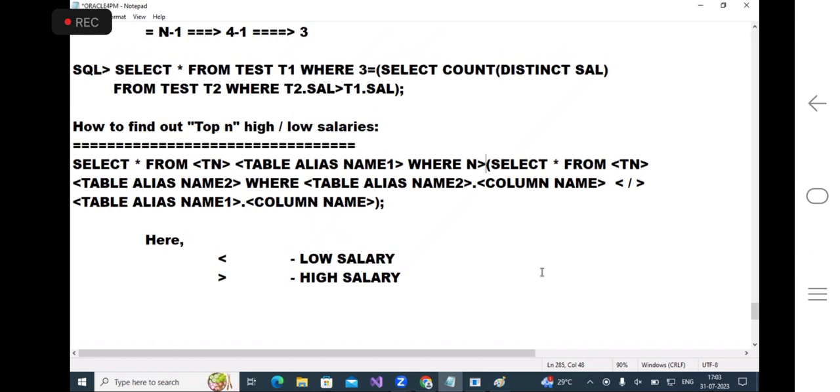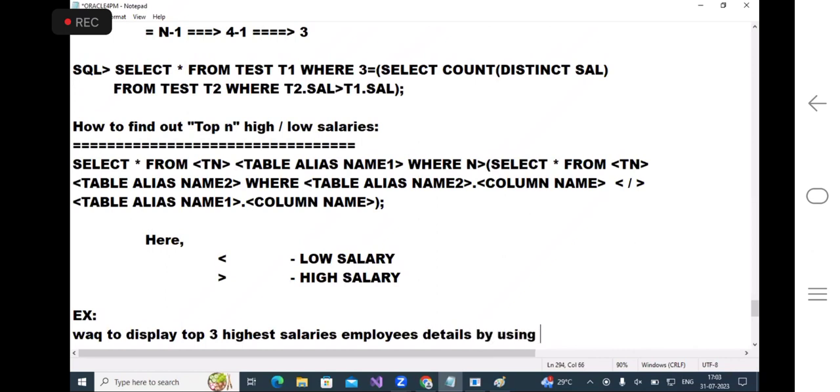Okay, and now you can see, take example on this. Write a query to display top 3 highest salaries, employees details, by using correlated subquery.